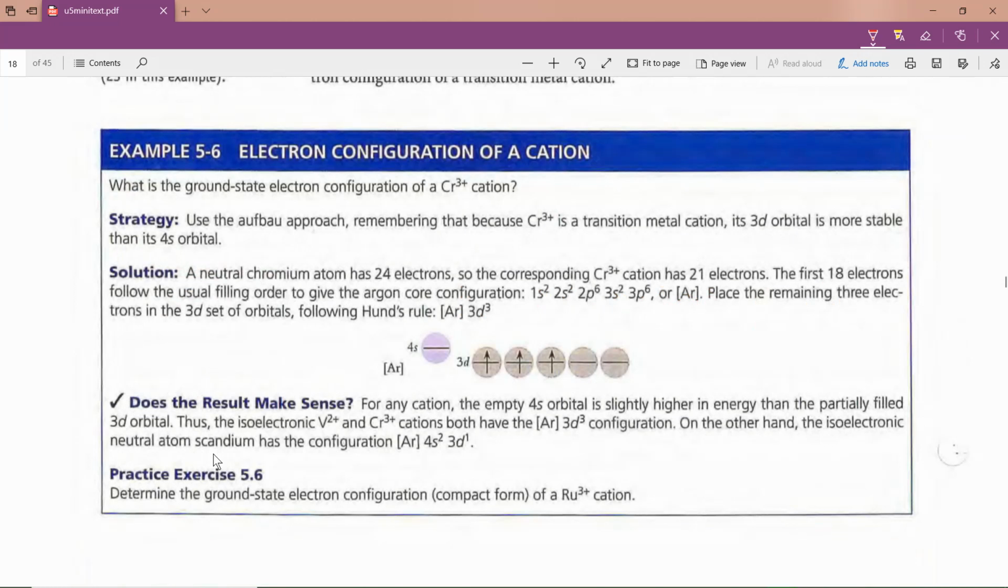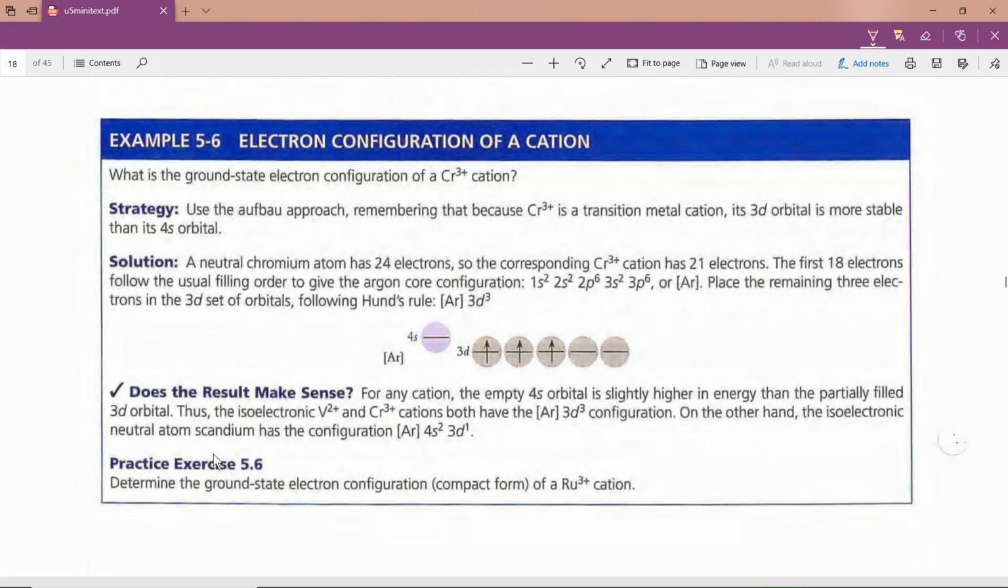What's the ground state of chromium 3+? Well, chromium has 24 electrons, so chromium 3+ has 21. So you have 1s2, 2s2, 2p6, 3s2, 3p6, 4s2, 3d1, right? Let's see, 18. If I was just doing chromium by itself, it would be argon 4s1 3d5, right? Remember that was an exception. So for 3+, I'm going to get rid of the 4s and 2 of the 3d. So it's going to become argon 3d3.